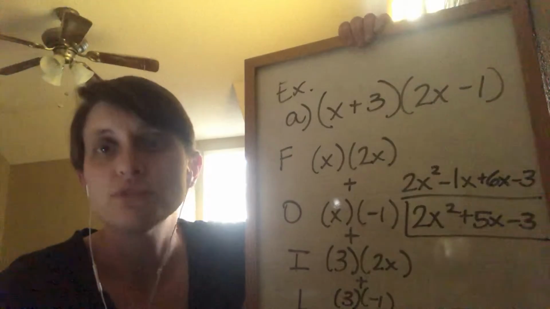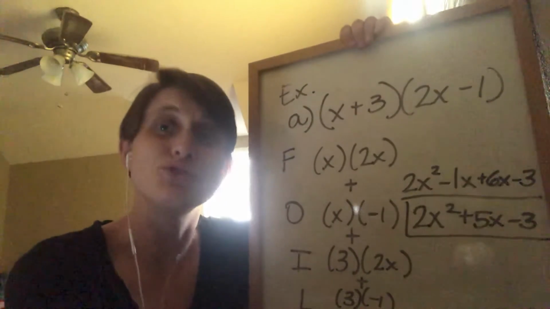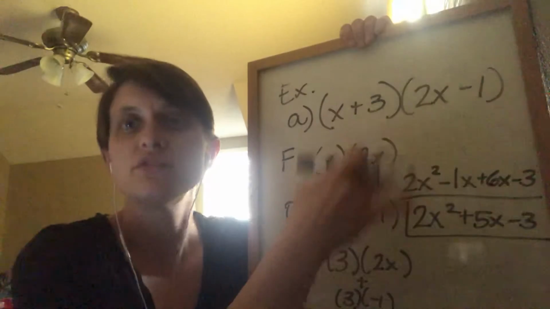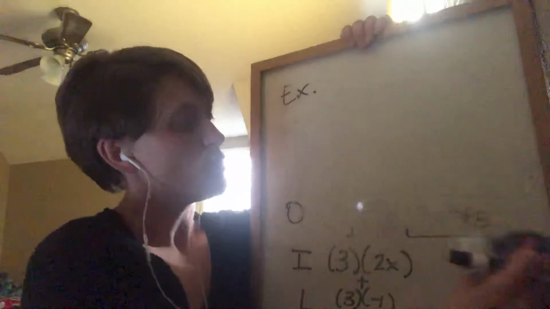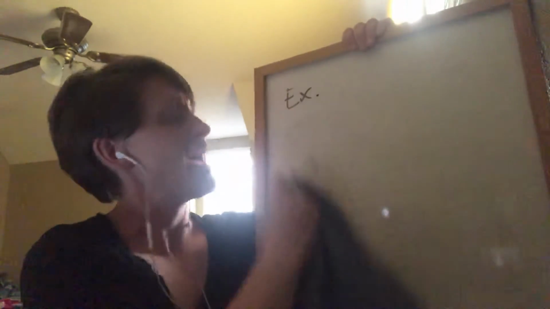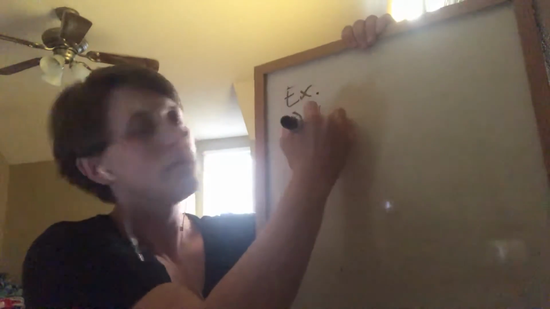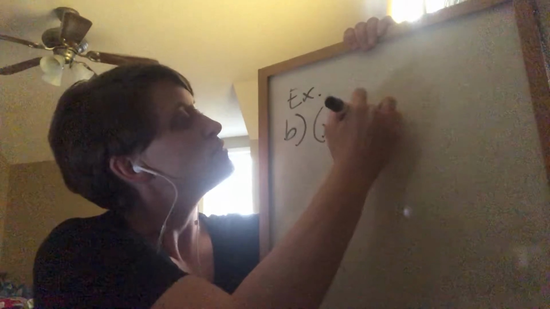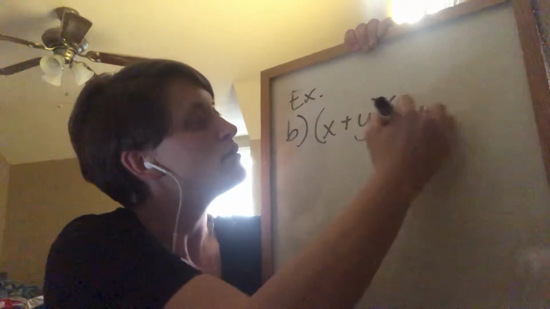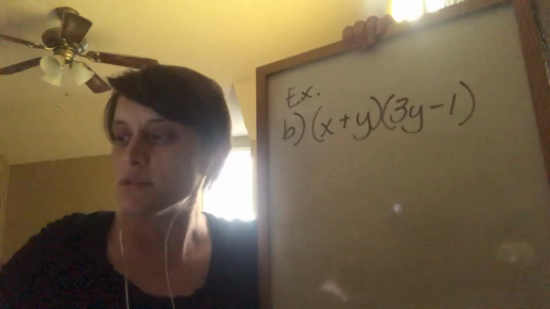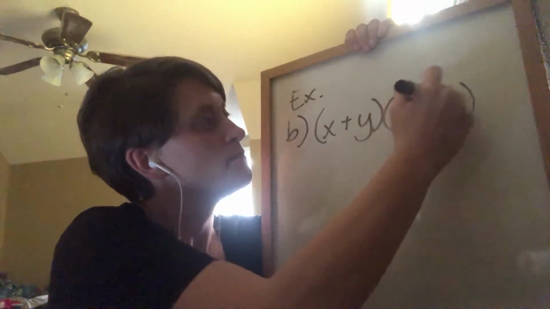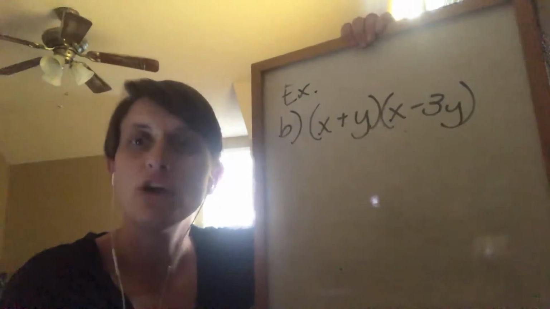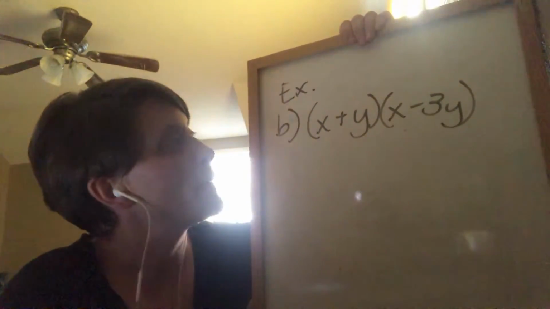And again, we could use the FOIL method here because it was the product of two binomials, so two two-termers. The FOIL method works for us there. All right, the FOIL method also works if we don't just have polynomials in one variable. So we could have polynomials in two variables, and so long as they are both binomials, like x minus 3y, this is something we can use the FOIL method for.